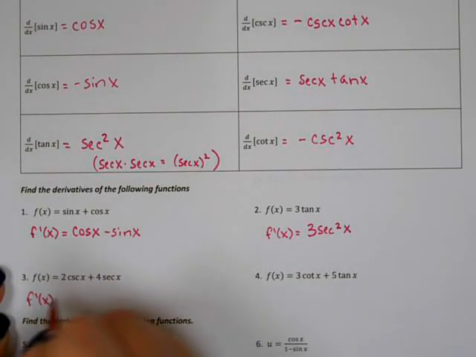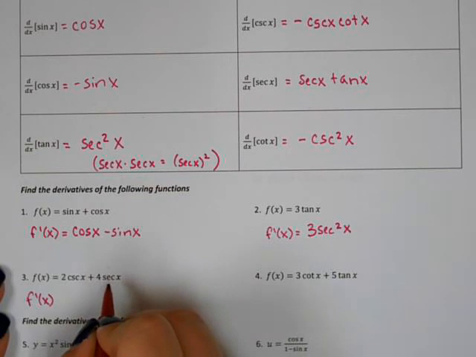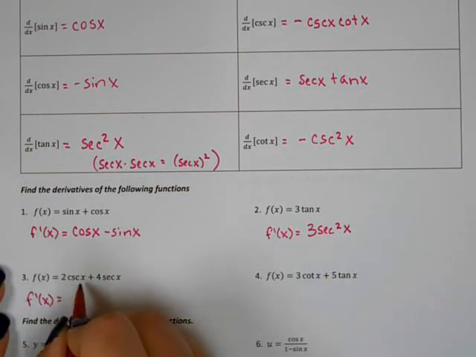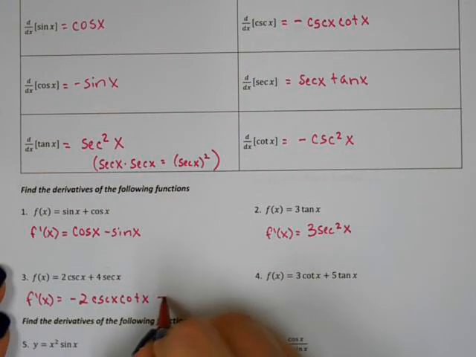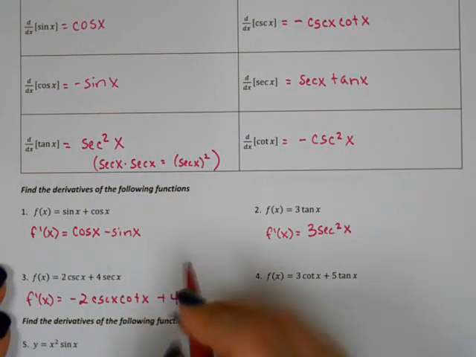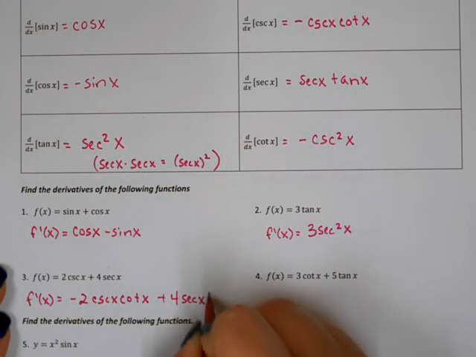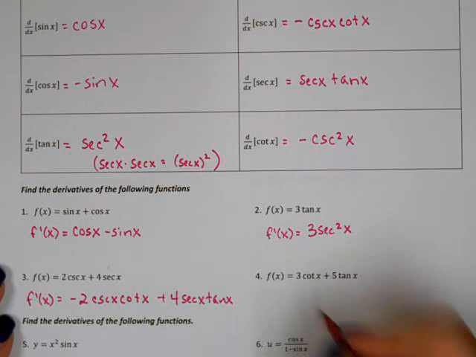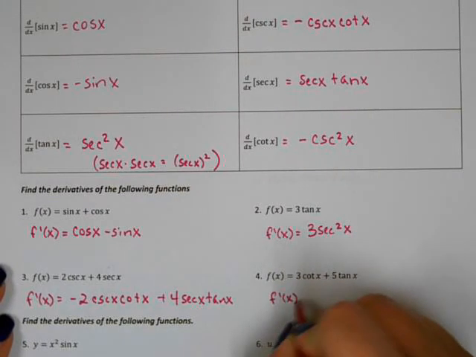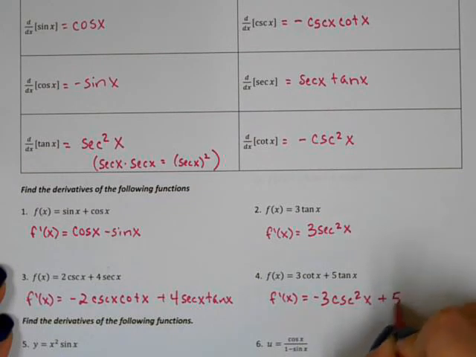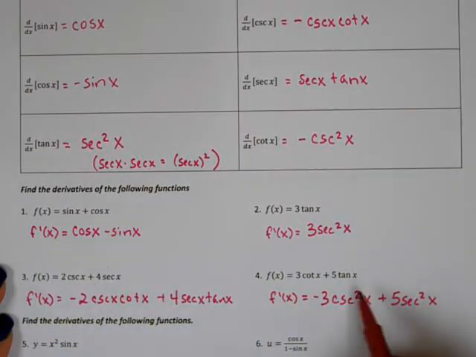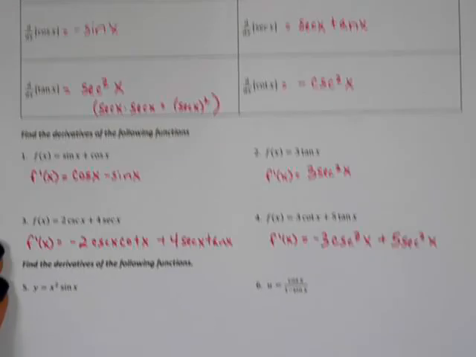For number 3, we've got 2 cosecant x plus 4 secant x. So the derivative of 2 cosecant x would be negative 2 cosecant x cotangent x. And then we've got plus 4 times the derivative of secant, which is secant x tangent x. And for number 4, f prime is going to equal, let's see, the derivative of cotangent is negative cosecant, so negative 3 cosecant squared x plus 5 secant squared x, because the derivative of tangent is secant squared. Okay, those were super basic, super straightforward.